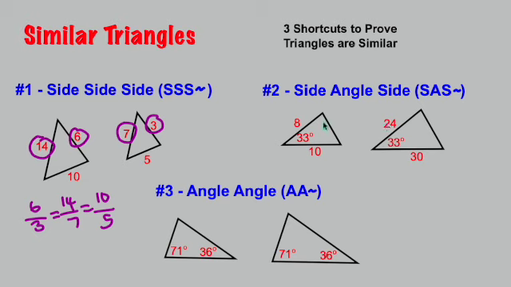We could have 24 over 8, that would be 3, 30 over 10 would also be 3, and then the angle in between them needs to be congruent, and they're both 33 degrees. And the final one would be angle, angle, and that's where we have 2 angles that are congruent.